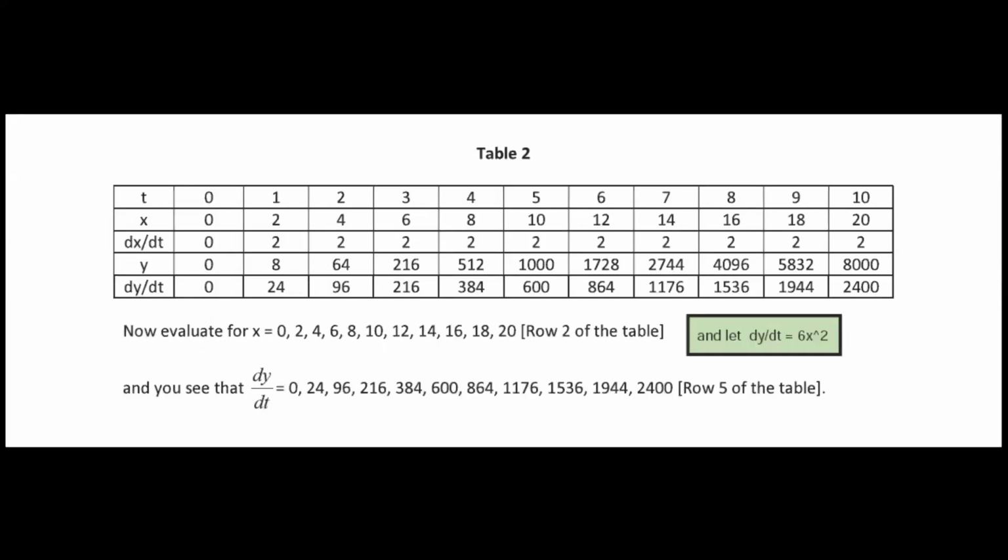Back to our table. The only difference here is we've inserted this information that we did not have before, and that is dy/dt is always 6x squared. Now let's see. X is 2. Square 2, you get 4, times 6, 24. X is 4. Square 4, get 16. 16 times 6, 96. X is 6. Square 6, you get 36. 6 times 36 is 216. And that is how we got those values.